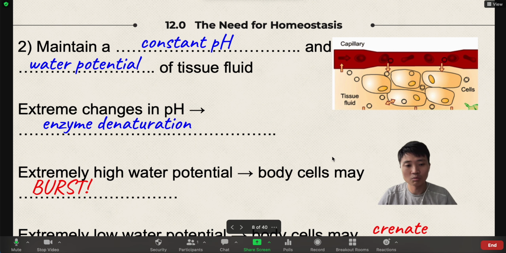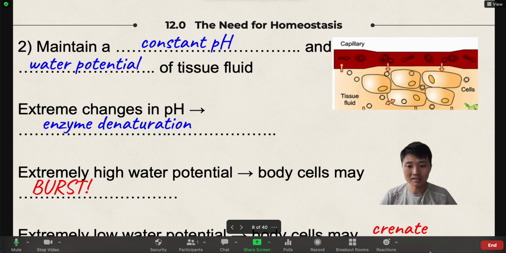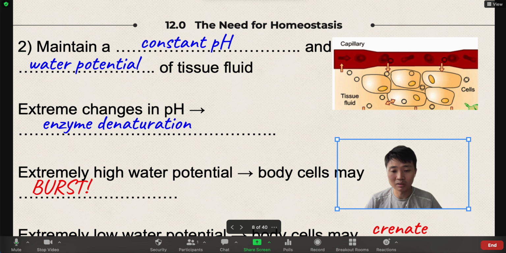If, let's say, the water potential of the tissue fluid suddenly becomes very high, the body cells may burst because water molecules will start entering the cells. Or if suddenly there's very low water potential, then the cells may crenate, which will also affect the body function.